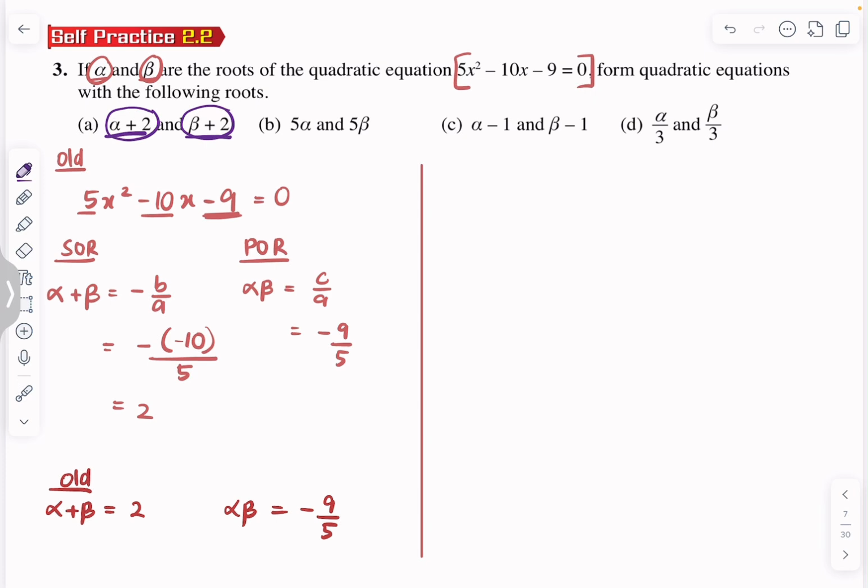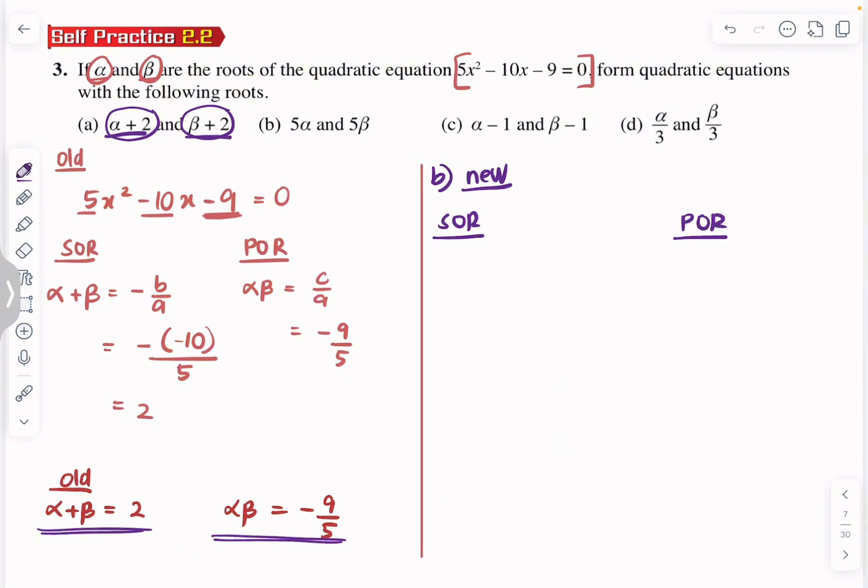So the old part stays the same because we will be using this and this for the next part as well. Okay, let's look at B. So our new sum of roots and product of roots. Let me write it properly. Sum of roots, product of roots.